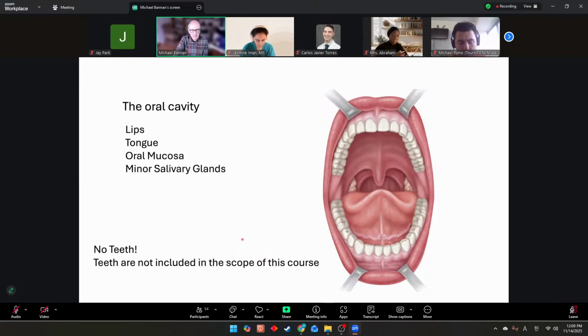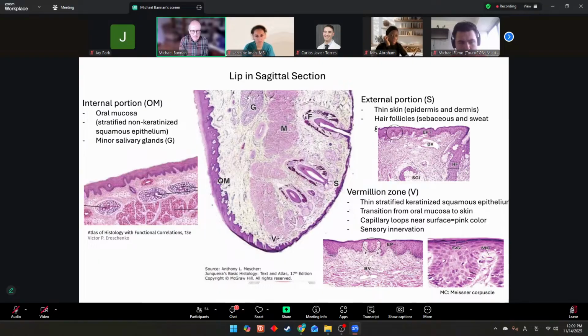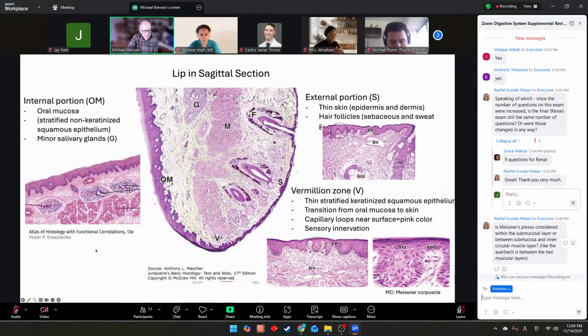Okay, let's talk about the lips. This is the section from, I think, the lab session. In the center, we have a sagittal section through the free edge of the lip. And if you remember, there are several variations in the mucosa of the lip. The outer part of the lip is skin. The inner part is oral mucosa.